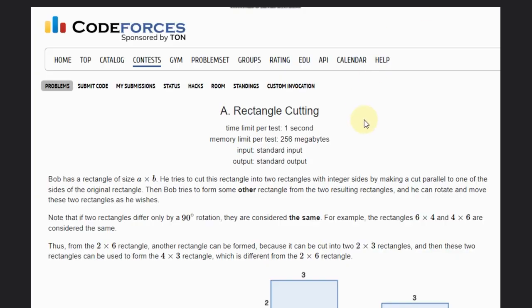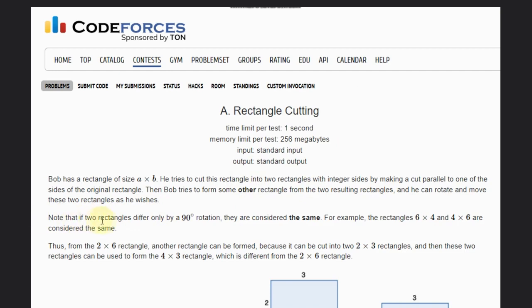Today we are going to see the Codeforces problem A, that is Rectangle Cutting. In this problem, Bob has a rectangle of size A cross B, and he tries to cut this rectangle into two rectangles with integer sides by making a cut parallel to one of the sides of the original rectangle. Then Bob tries to form some other rectangle from the two resulting rectangles. He can rotate and move these two rectangles as he wishes.